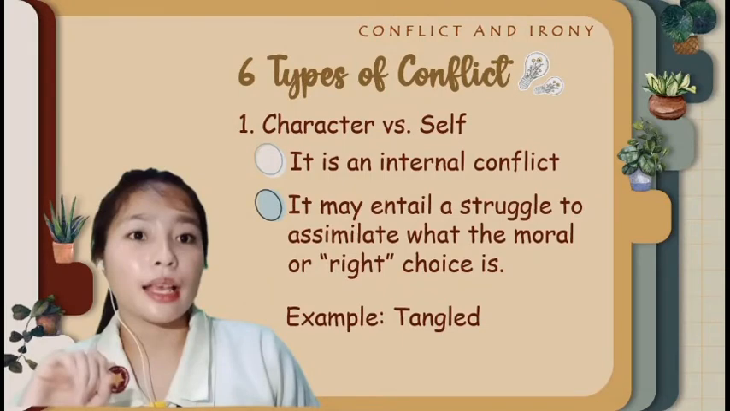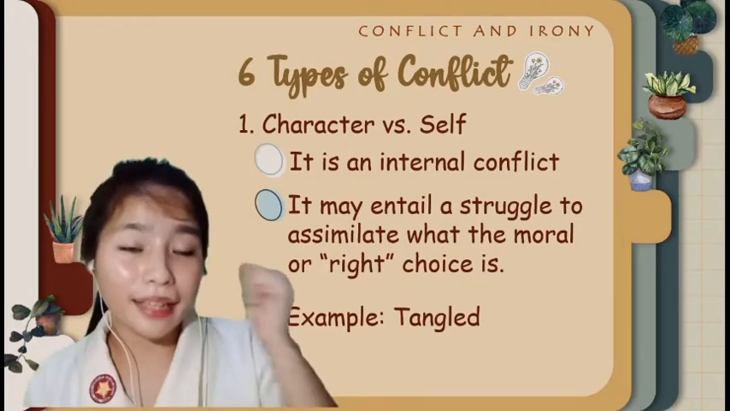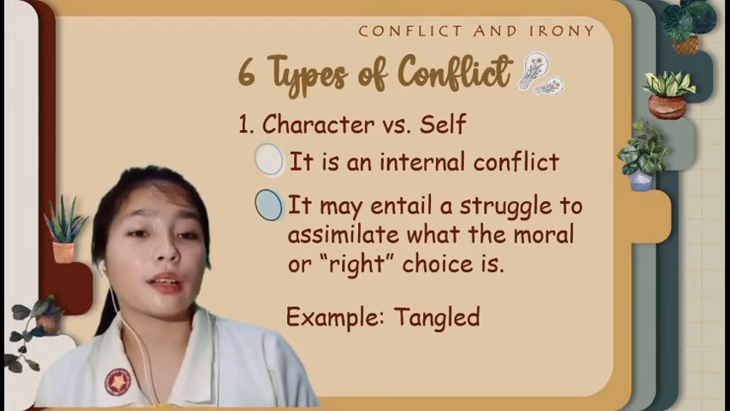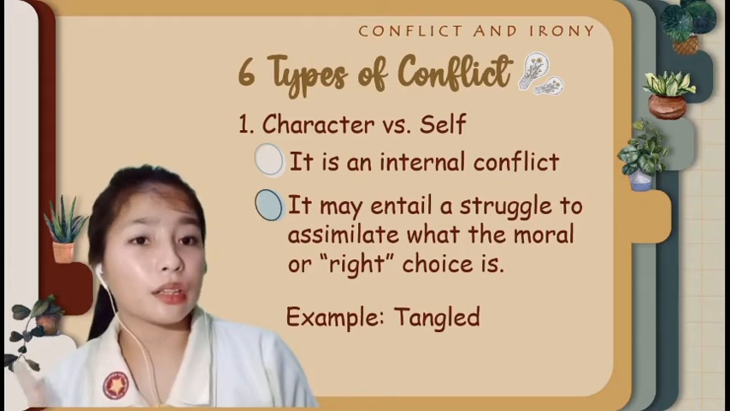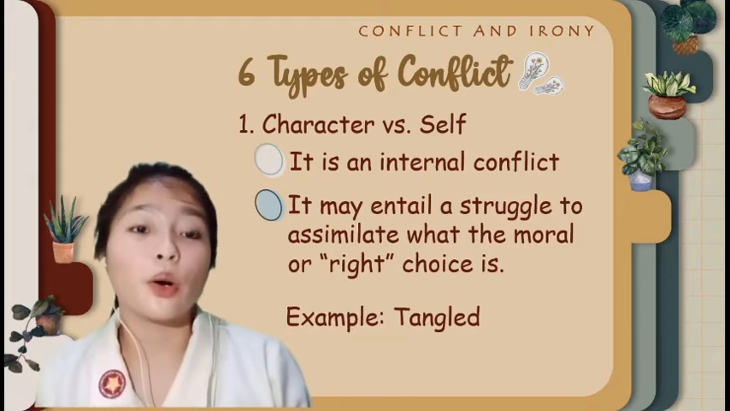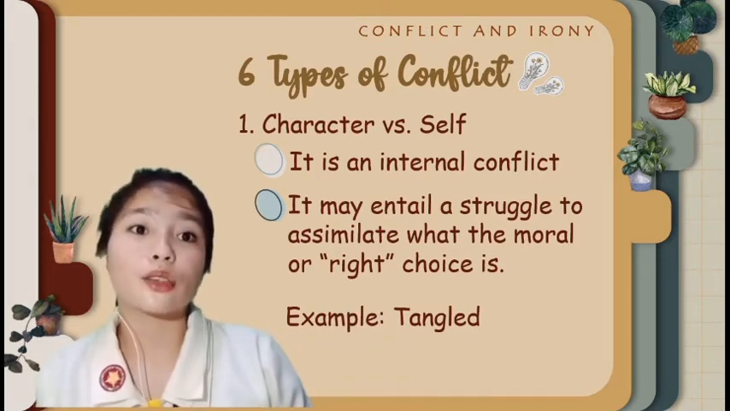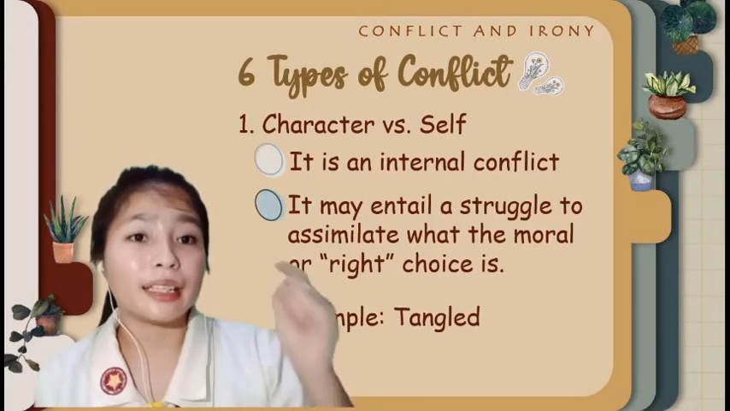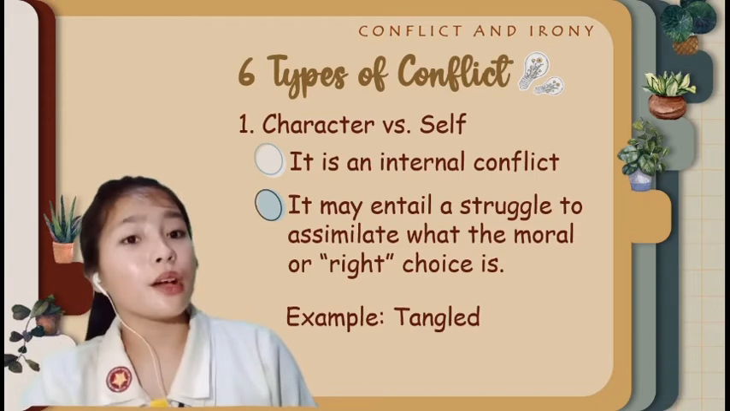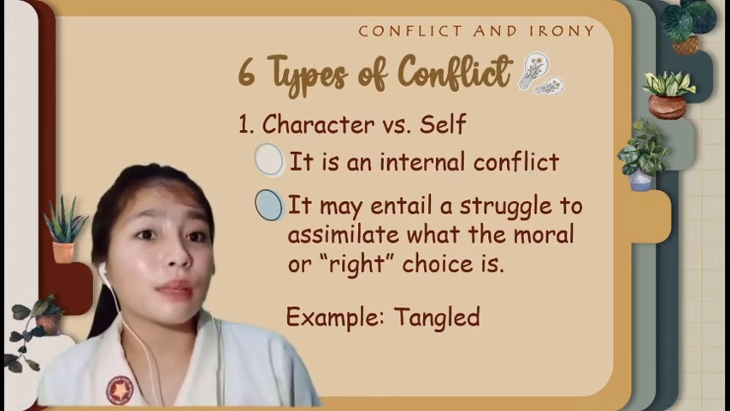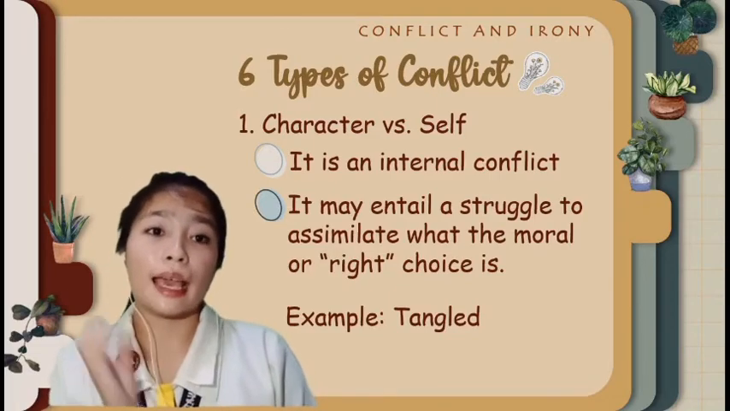The first type of conflict happens within the character's own mind, and it is called character versus self. It is an internal conflict. Why is it considered an internal conflict? Because the character needs to surpass their own nature and conquer their inner struggle within the character's own mind. It can be their own guilt or conscience, or it can be their own fears. And it may entail a struggle to assimilate what the moral or right choice is.